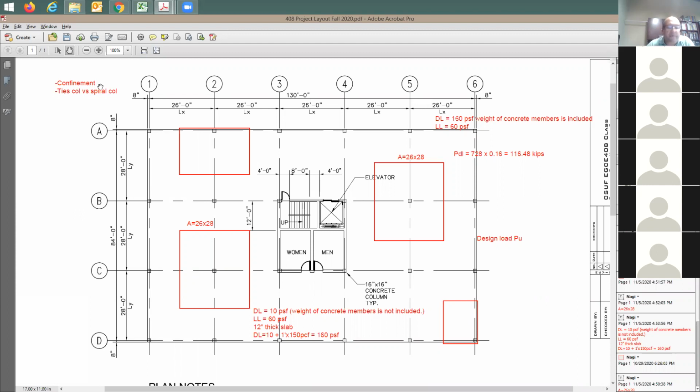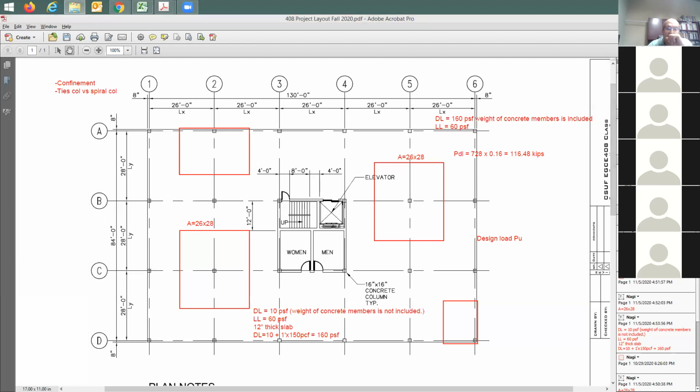And which one is stronger, the tied column or the spiral column, if you have the same cross section? Why? You're going to say because of confinement. By how much? 20%. What is the reason in the equation? Can you tell me how the code recognizes this? You're going to say different phi factor and different small eccentricity factor.